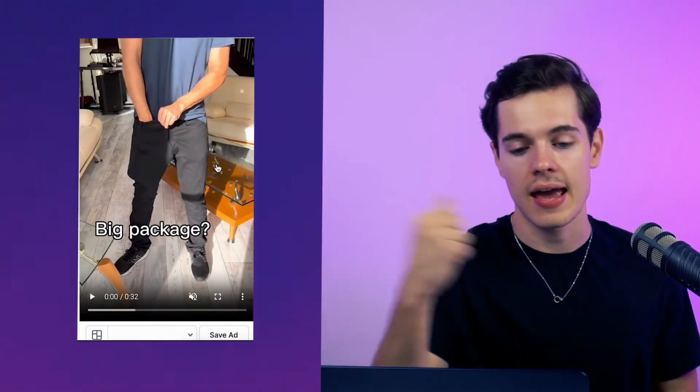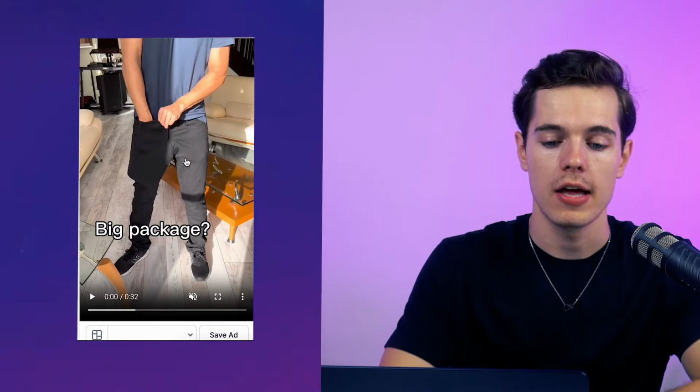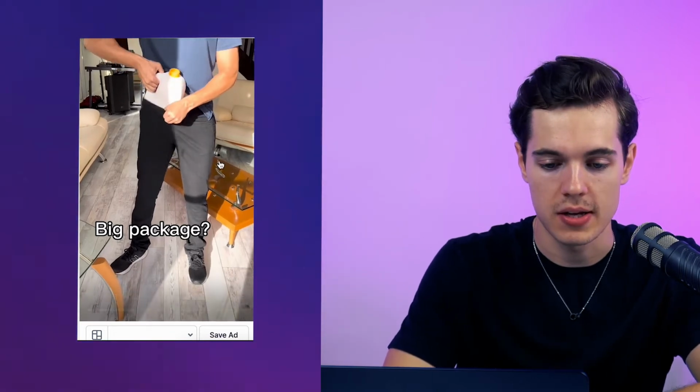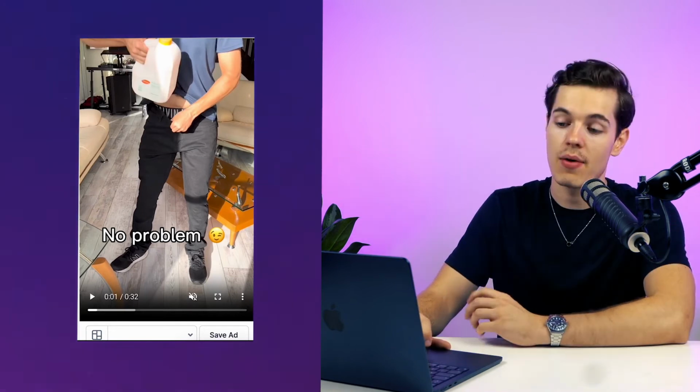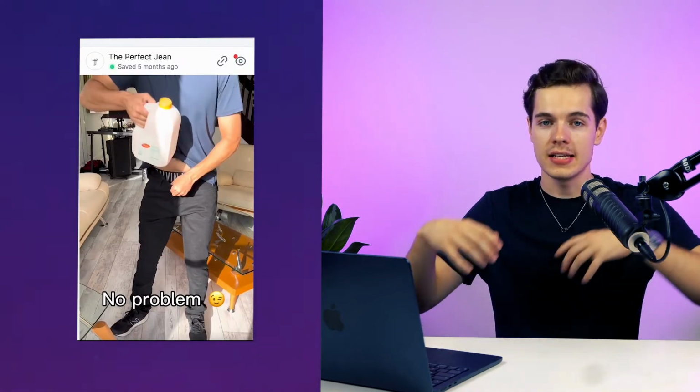We also did something similar with one of our clients, The Perfect Gene. We had the creator take a milk bottle out of his jeans to show the stretch and the durability. And it was funny. We played on the big package angle, and that one once again has been running for 5 months, but it's something different.